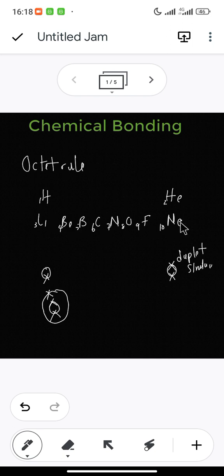But if you go down to neon, neon has 2 in the first shell, and after that, 10 minus 2 gives 8. It still has 8 more. So 1, 2, 3, 4, 5, 6, 7, 8. Now you can see that neon has a complete octet structure. Octet means it has 8 complete electrons in the outermost shell, in the valence shell. You understand? It has 8 valence electrons.